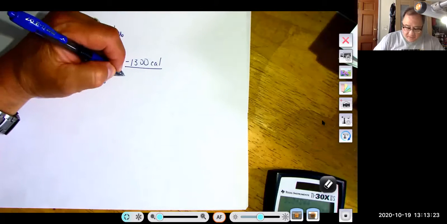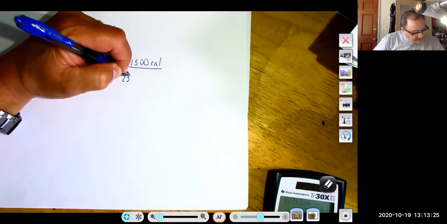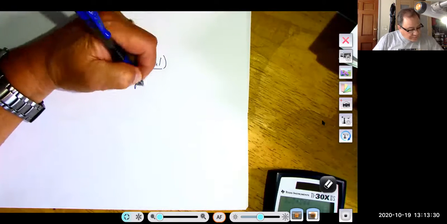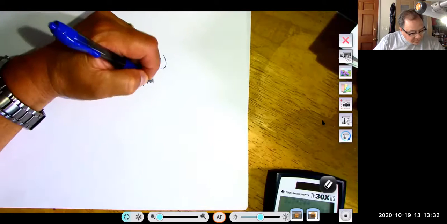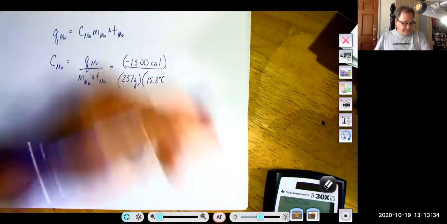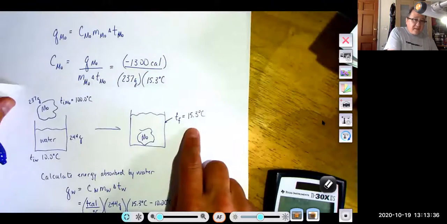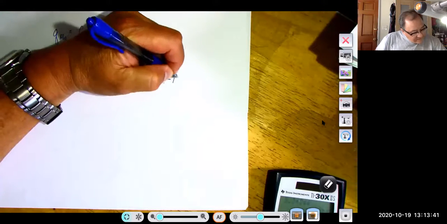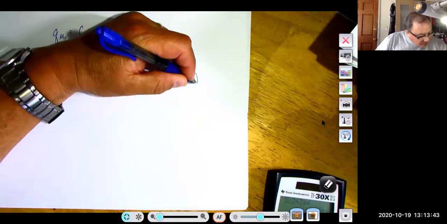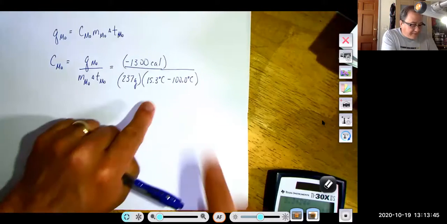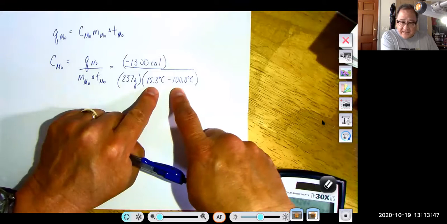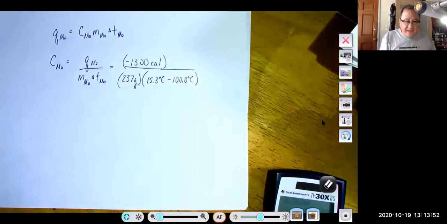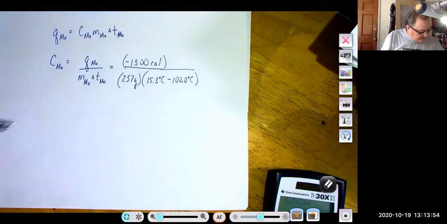So the mass of the molybdenum is 237 grams. The change in temp, well, the T final is 15.3 degrees Celsius. Initial temp is 100. Oh, and I see how it's going to work now. Do you see how 15 minus 100 is going to be negative? And a negative over a negative is a positive, so specific heat capacity will end up being positive. That's good.